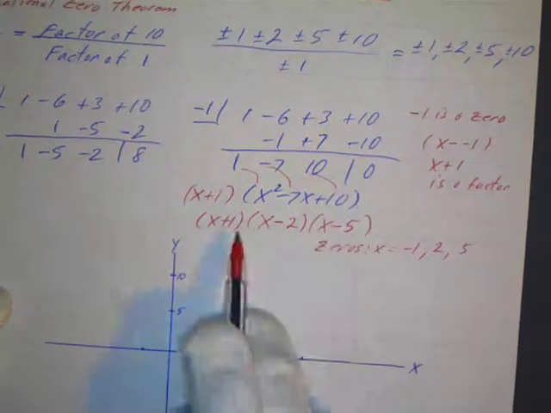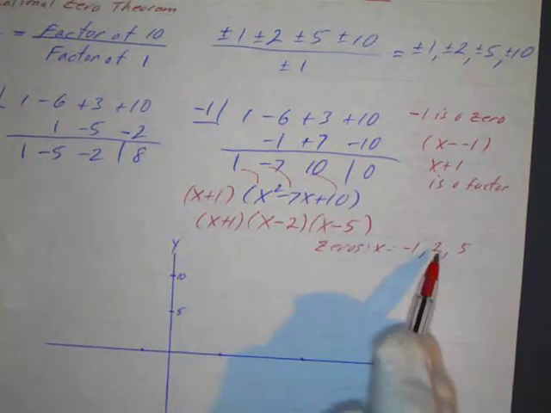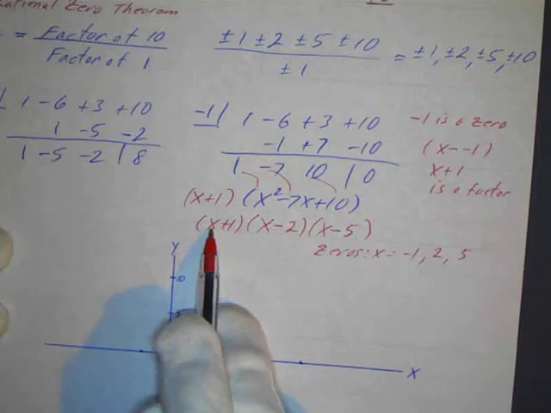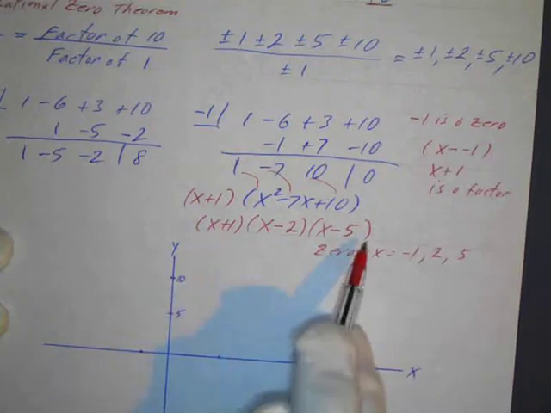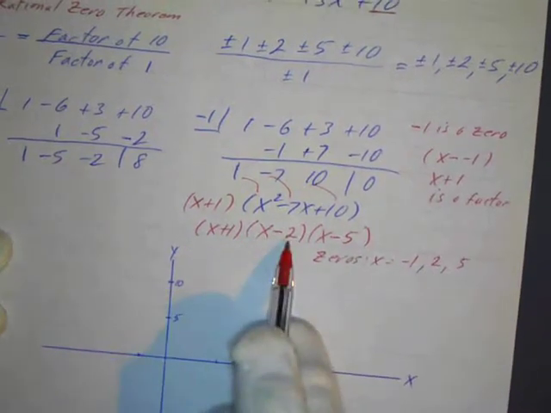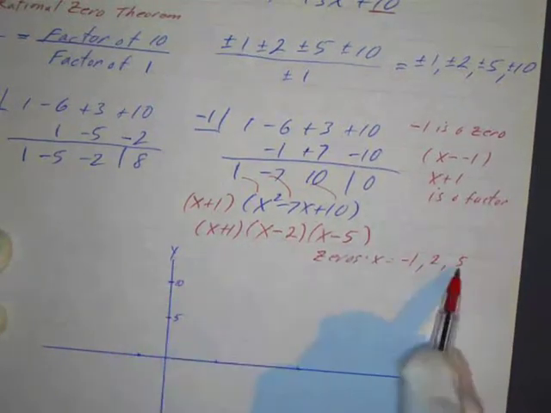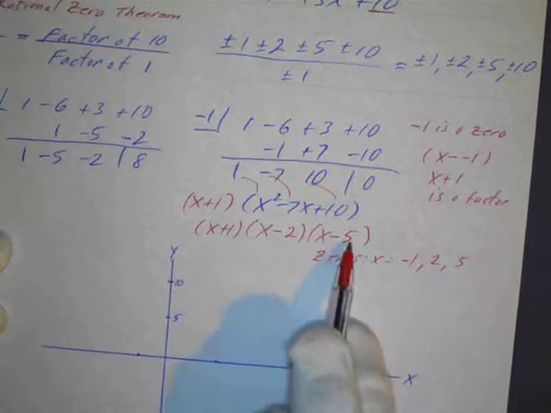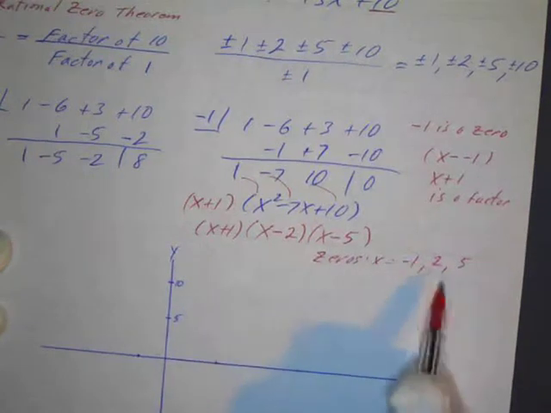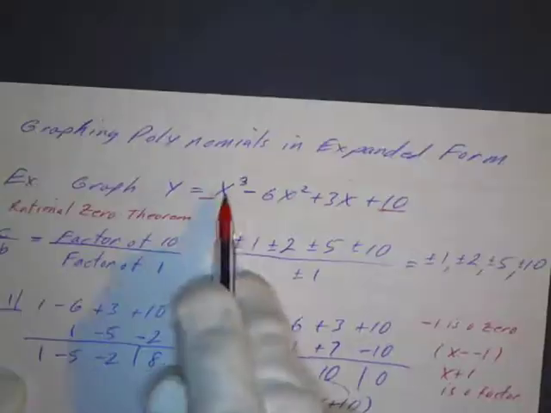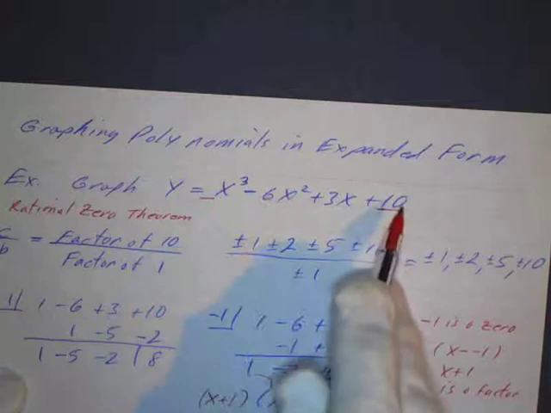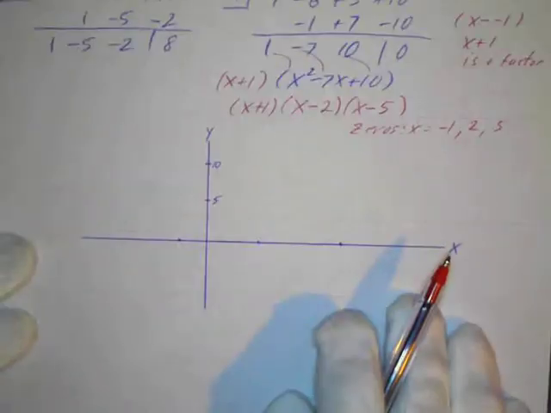And any of these numbers, if I put any of these numbers in here, -1 plus 1 is 0, 0 times anything is 0. If I put 2 in here, 2 minus 2 is 0, 0 times anything is 0. If I put 5 in here, 5 minus 5 is 0, 0 times anything is 0. And if I put any of these numbers in the expanded form, I would also get 0. That's why I call them zeros. Okay? So those are my zeros.